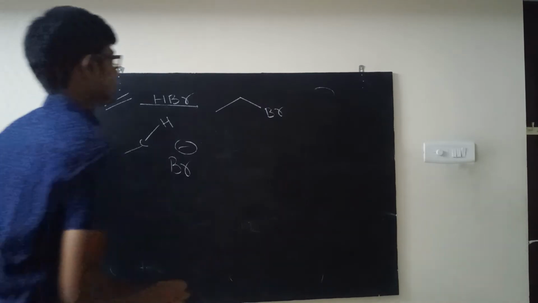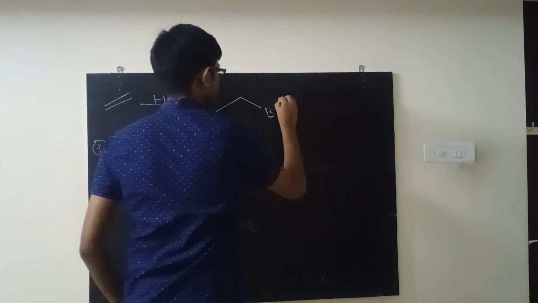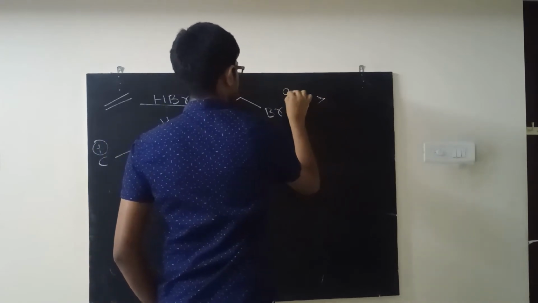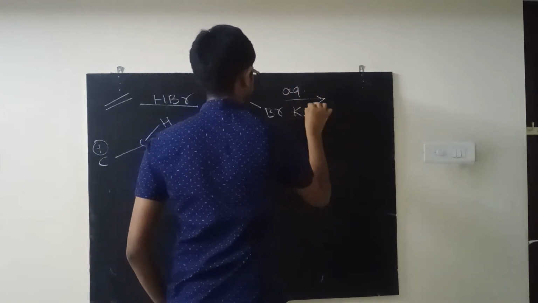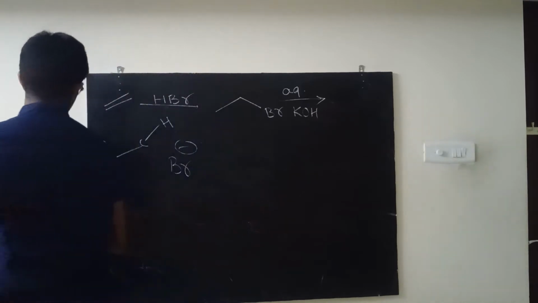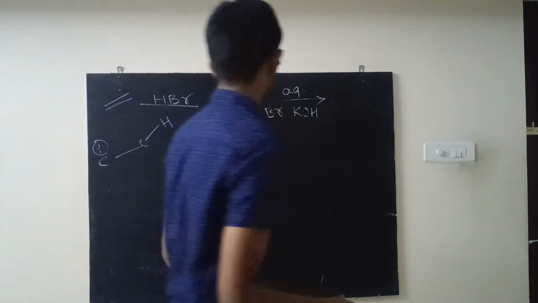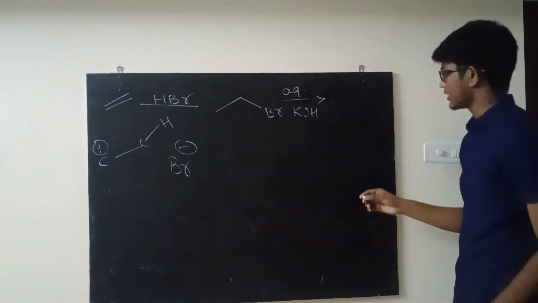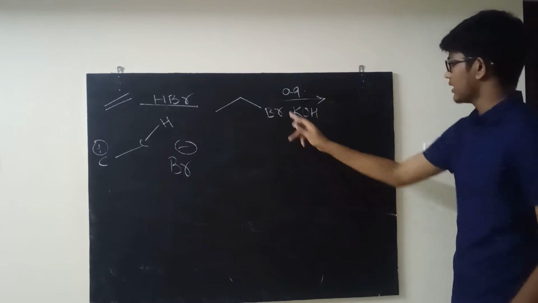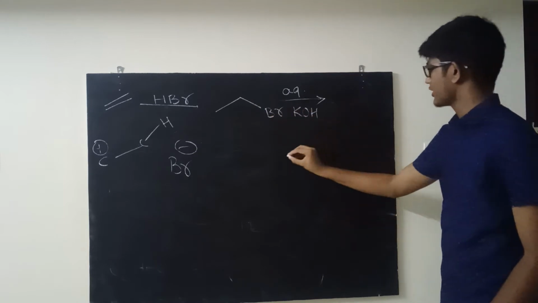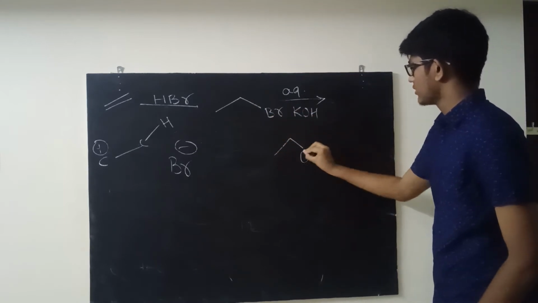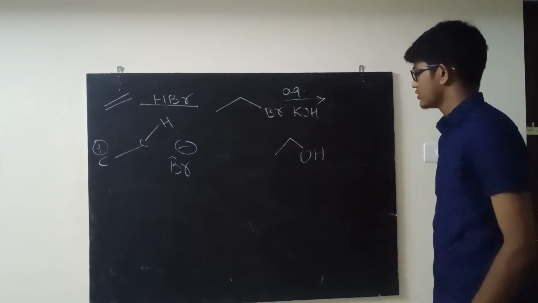The next step is aqueous KOH. Again, OH minus is a nucleophile, and aqueous KOH means it's probably going to be a nucleophilic substitution reaction. So OH is going to replace the bromine, and you're going to get something like this. Right? So you're going to get ethanol.